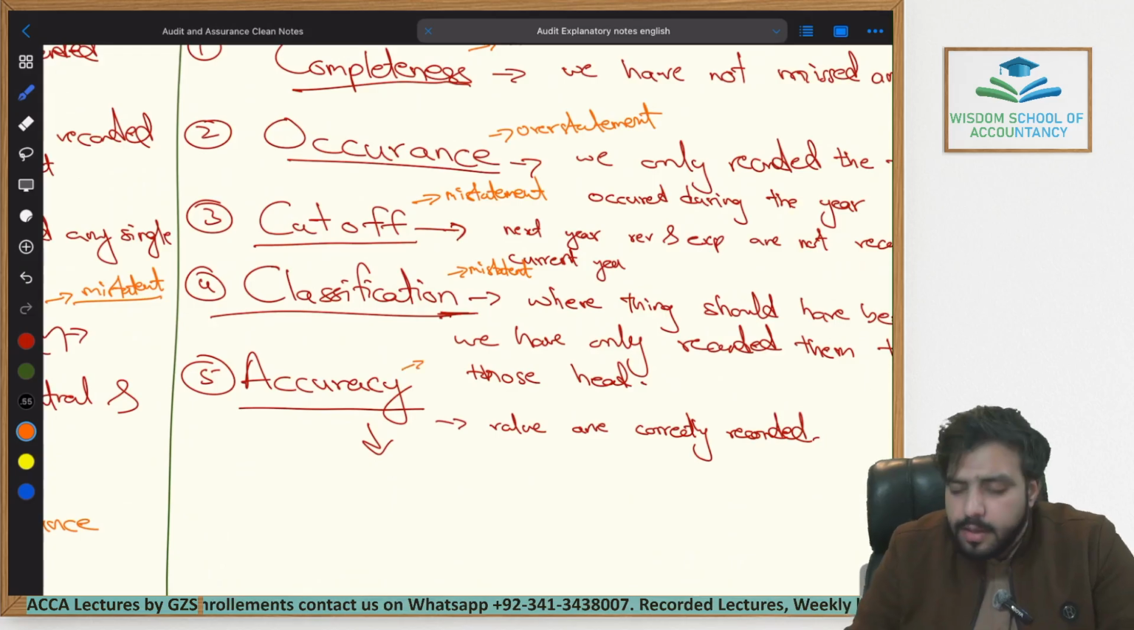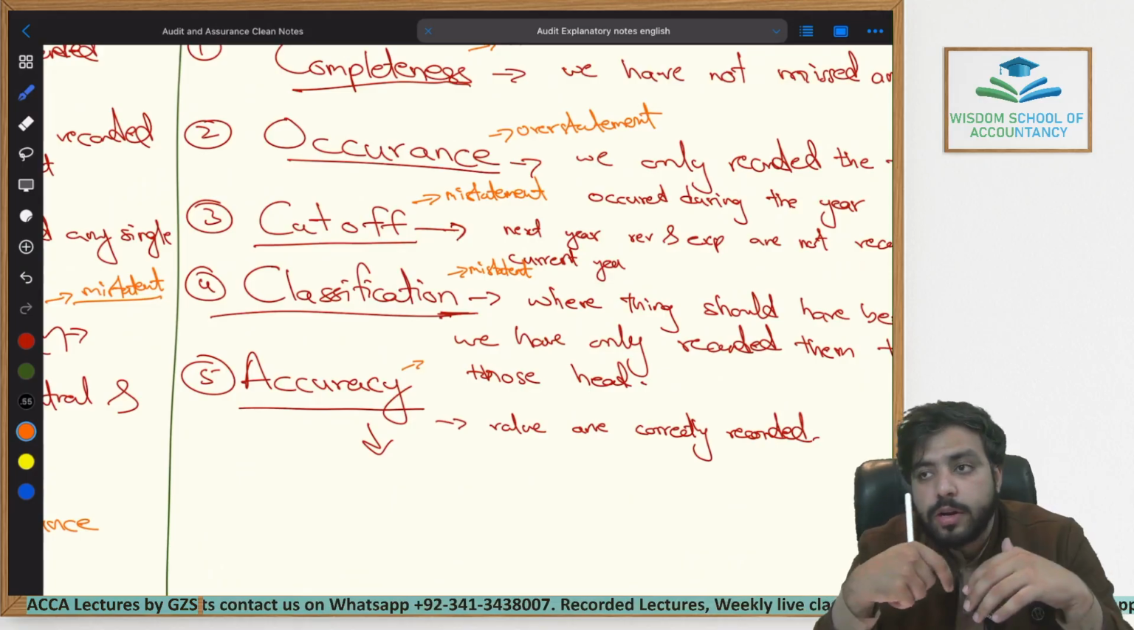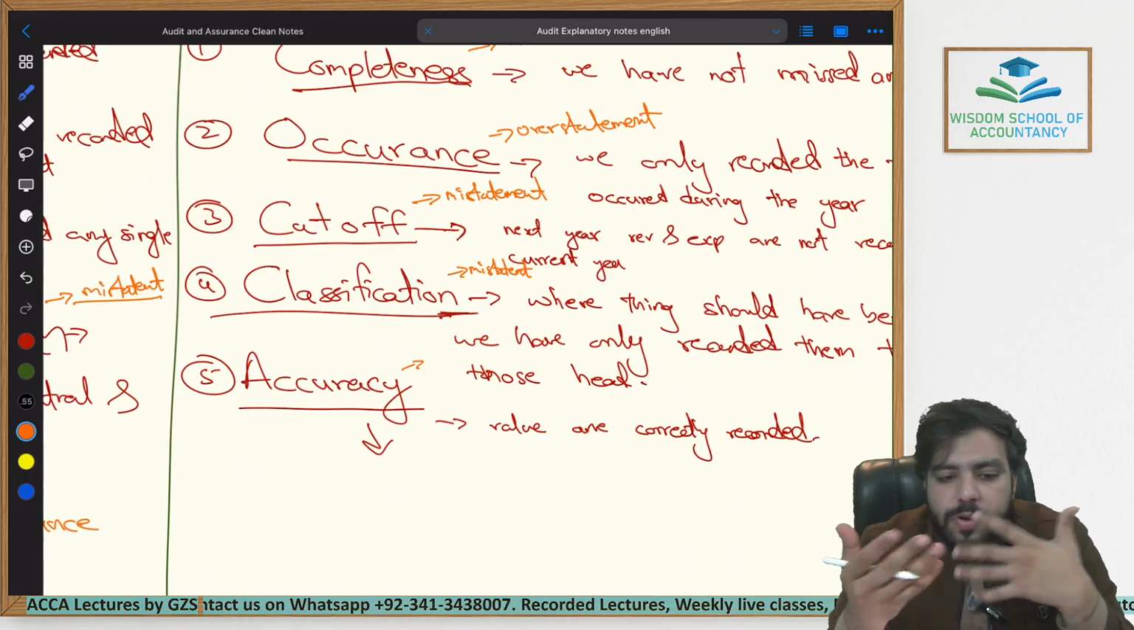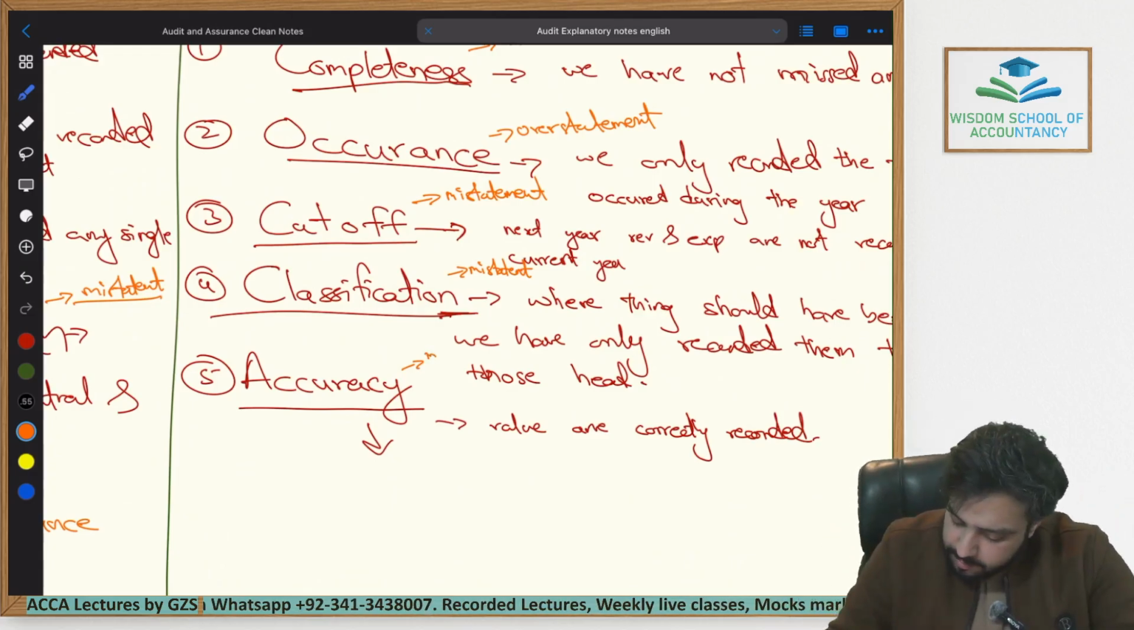And accuracy, value is appropriately recorded. Again, value can either be over recorded or under recorded. It can be both, either understatement or overstatement. So this cannot be linked with either one. This is overall linked with misstatement.